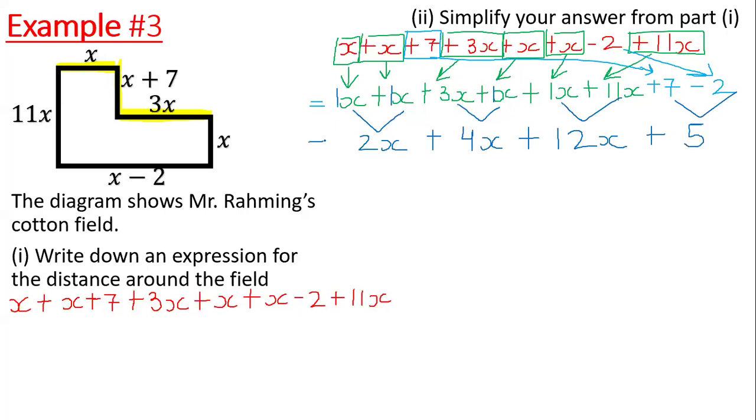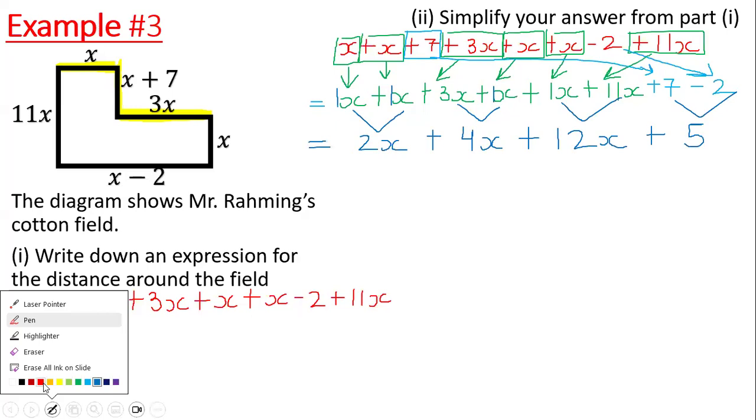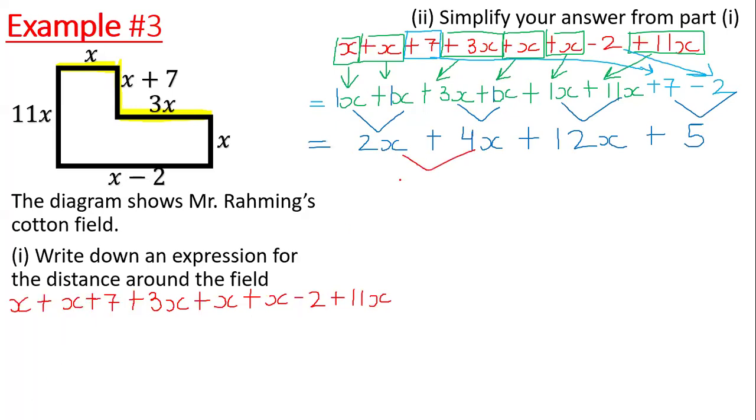So it's going to be equal to that. We have to continue simplifying because we're not done yet, right? No, sir. So we have 2x and 4x, which is what? 6x. And we have to bring down the 12x, plus 5. And we have 6x plus 12x, which is what? 18x.